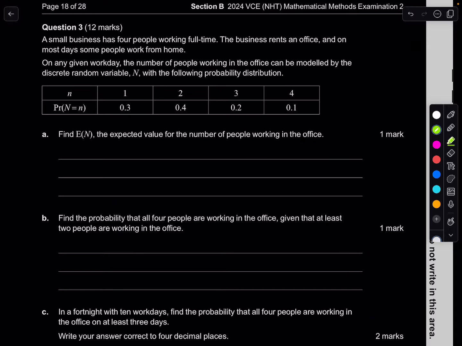Okay, so basically it's the number of people that are working in a given day. So let's say in a day, the probability of 2 people working at that office is 0.4. And it's out of 4 people. So if 2 people are working in the office, the other 2 are working online, for example. But you can see that there always has to be someone working in the office. It's not like n equals 0. That's good to know.